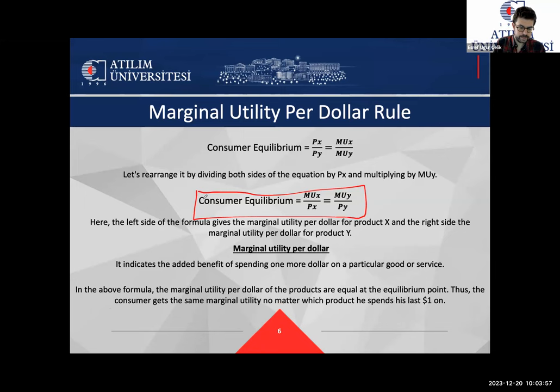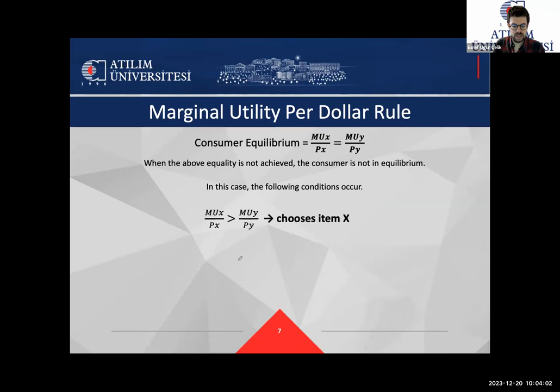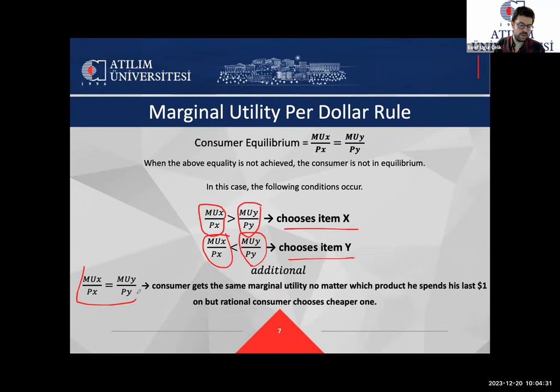So there are three conditions that occur. Let's assume that we have two goods, X and Y. Which good can we choose if marginal utility per price for X is greater than for Y? We choose X, or if the Y part is greater than X, we choose Y. If the equality condition occurs, that means we get the same utility per dollar. That's why there's an equality over here. We choose the cheaper one.